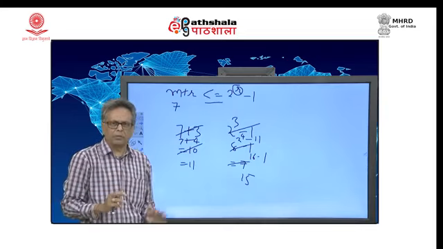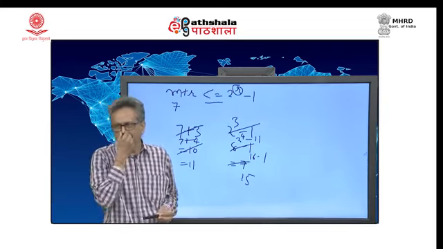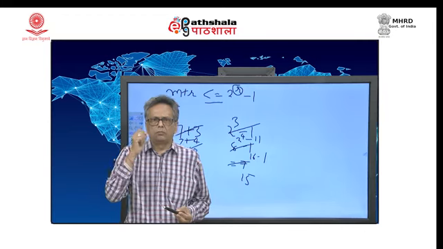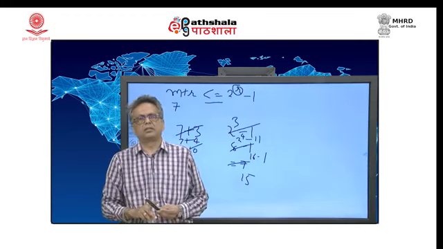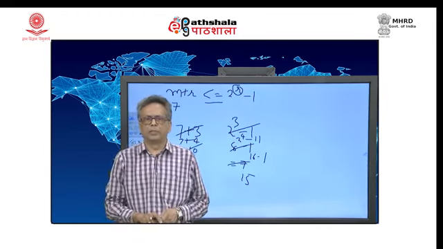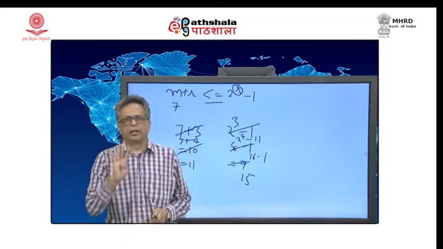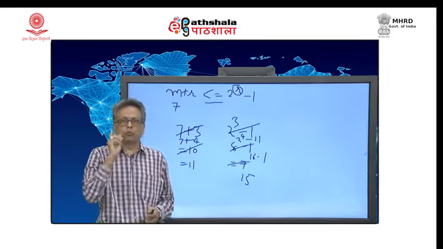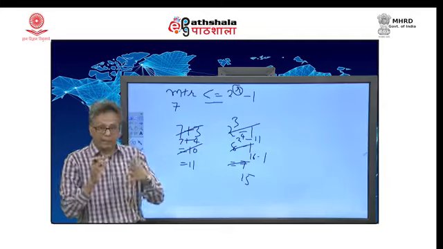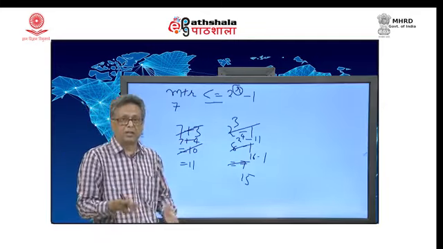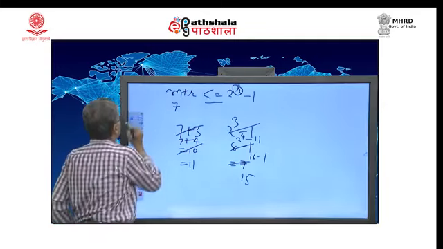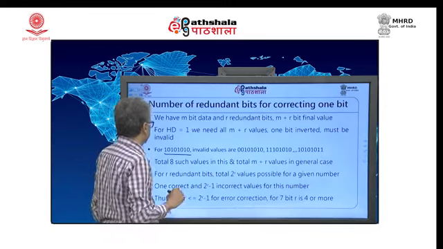What does that mean? That means that if I am sending an ASCII byte of 7 bits, a character of 7 bits, I need 4 redundant bits minimum to catch 1 bit error, and Hamming actually provided a method where you can actually do it. Okay. So, let us talk about that.